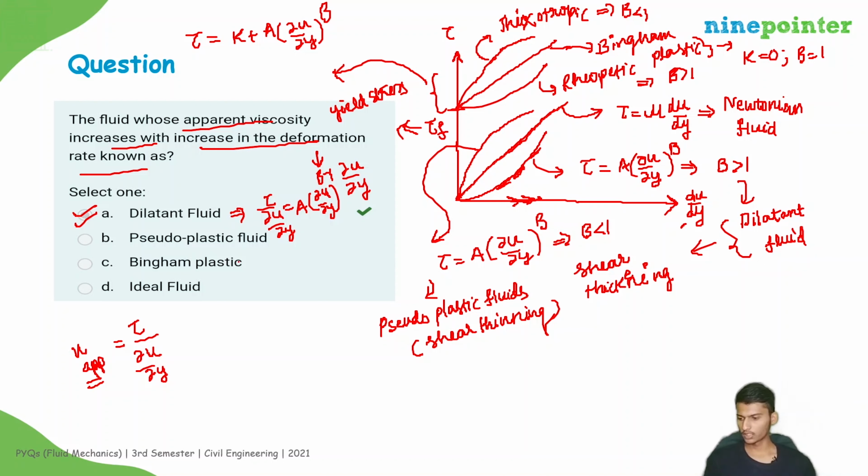Suppose you take a pseudoplastic fluid, for that b will be less than 1. So on increasing the deformation rate, the value of apparent viscosity will decrease, right?